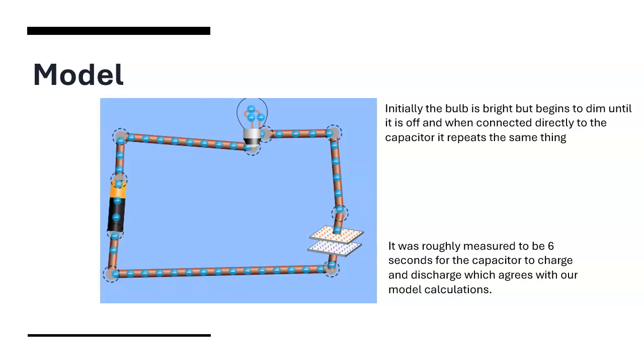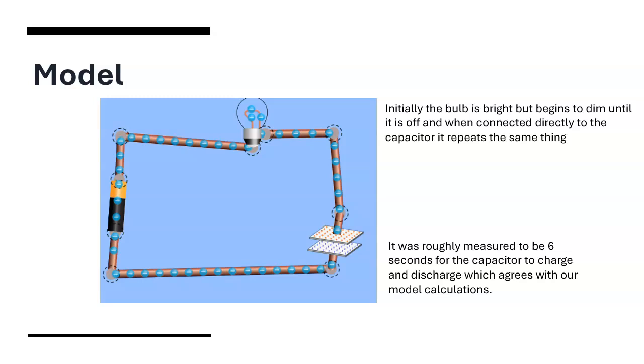This is the model of the RC circuit, which basically we had a bulb of 10 ohms and 20 ohms and a capacitor. So when we first connected everything together, we would see the light bulb shine bright, and then as time went on, it would get dimmer and dimmer until it turned off.